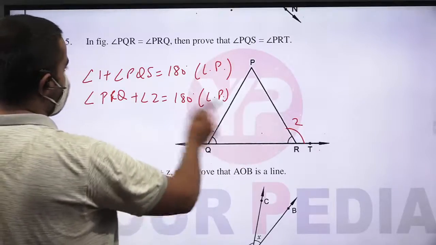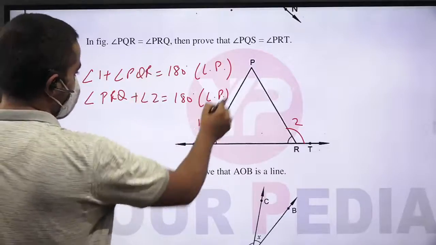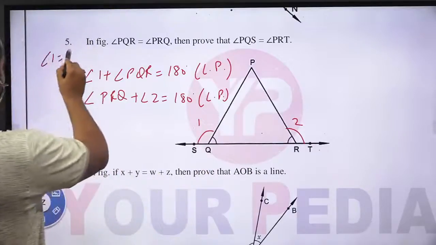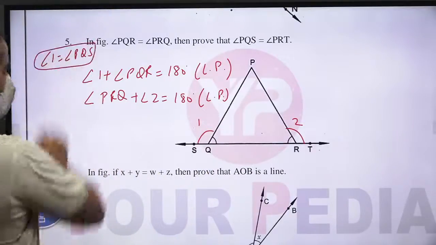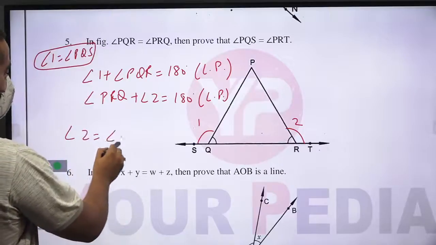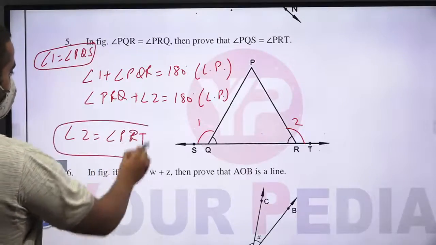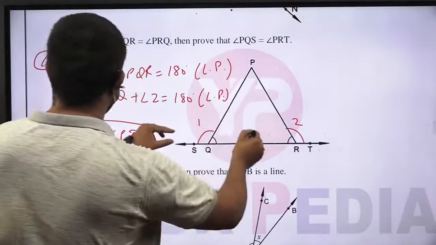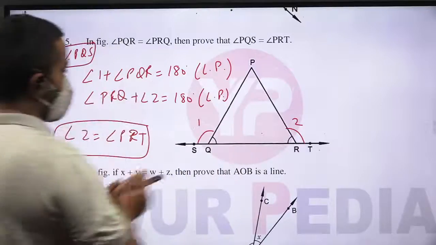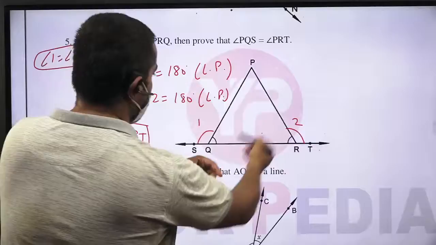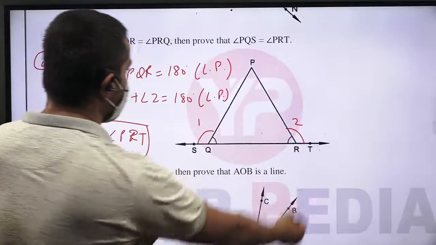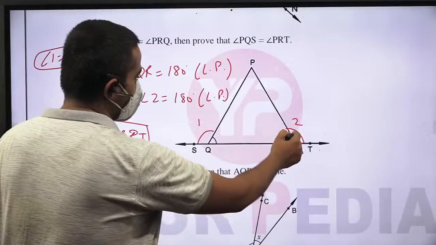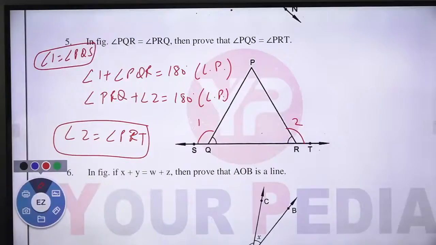Sorry, angle 1 plus this will be angle PQR. So this is angle PQS plus angle PQR. Angle PQS I have as angle 1 and angle 2 is equal to angle PRT. So angle PQS plus angle PQR is equal to 180. Angle PRQ plus angle PRT will be equal to 180. Angle PRT I am writing as angle 2, and angle PQS I am writing as angle 1.